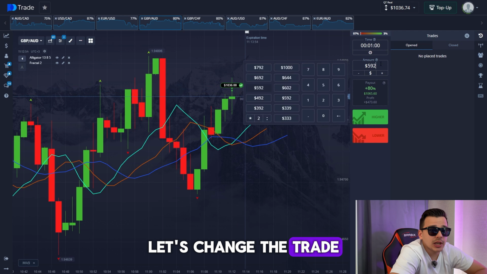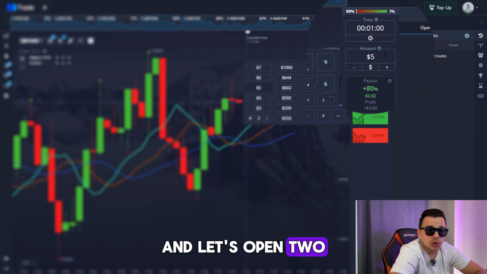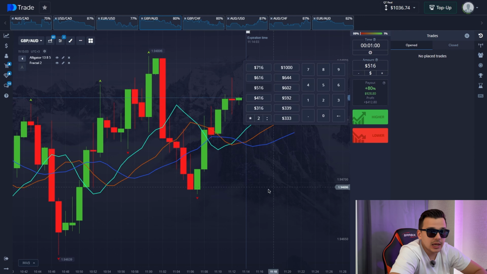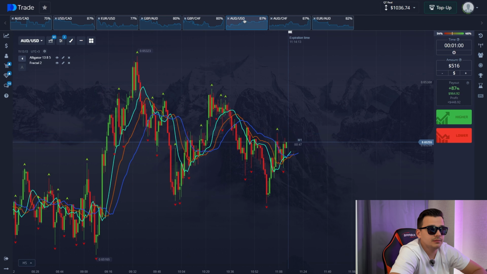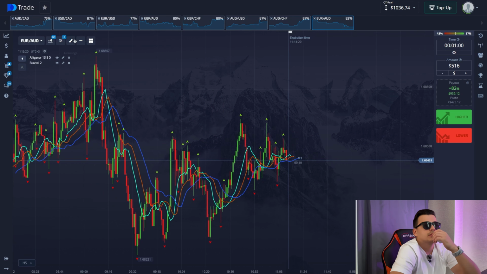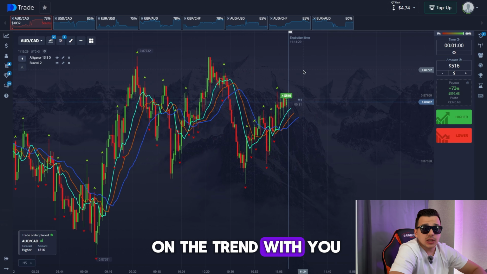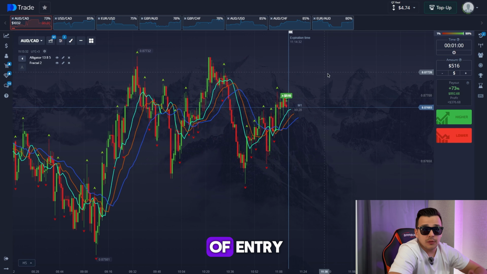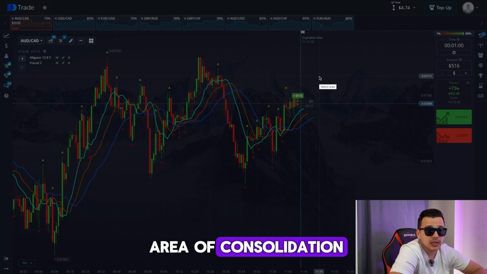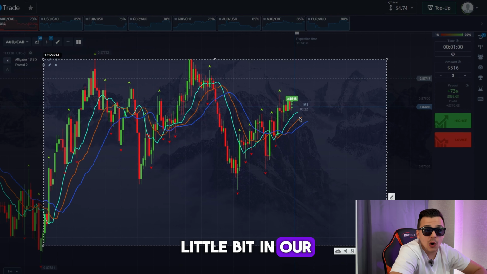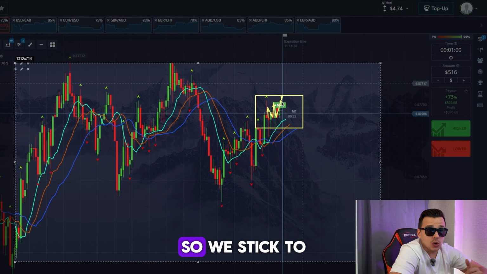Let's change the trade value amount to 516 each. And let's open 2 trades for this amount, for each trade. Let's go ahead and pick the following currency pair. And once again, we open on the trend with you. Absolutely the same principle of entry. After the pullback, here we have a small area of consolidation. The price is a little bit in our place. That is, it's not gaining some kind of direction vector. So we stick to the trend.